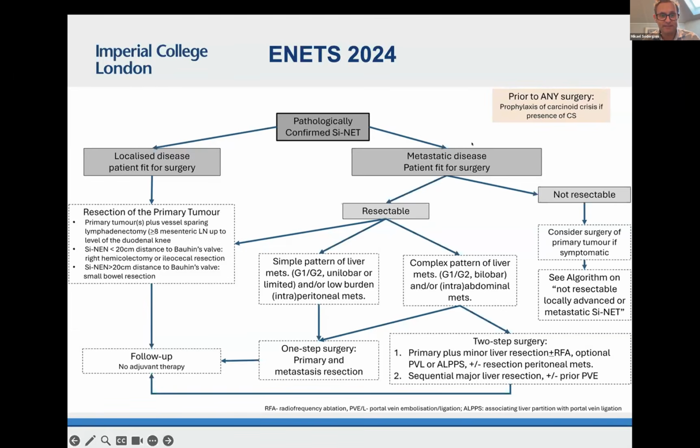For patients with metastatic disease and either resectable liver metastases or low burden intraperitoneal disease, you may be able to do complete resectional surgery in one go. Or for complex patterns of intra-abdominal metastasis, you may need to do this sequentially. As I mentioned, for liver resection, you may also use other modalities such as radiofrequency ablation, or modalities to increase the volume of the liver remnant so you can perform more radical liver surgery such as ALPPS or sequential major liver resection following portal vein embolization.